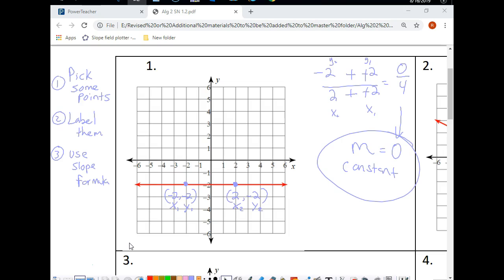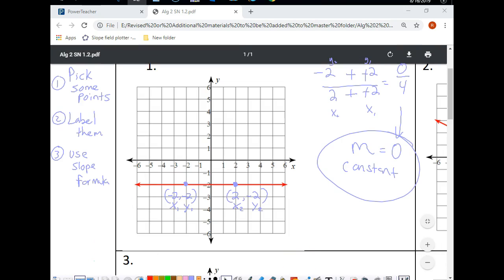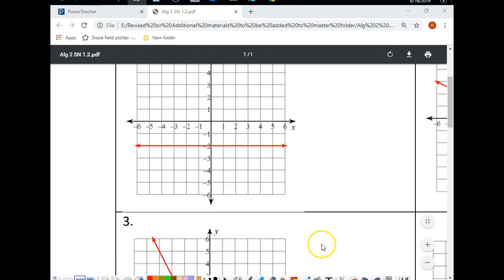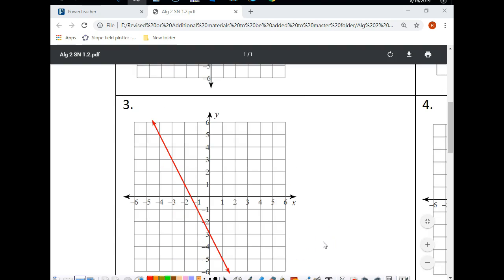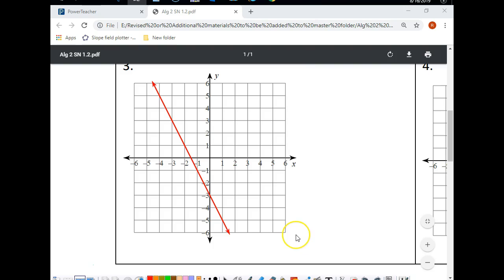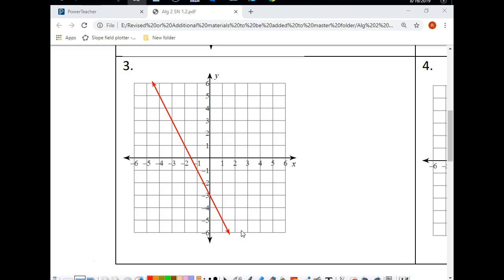let's work through one together here. Let's jump down to number 3. All right, this one, I'll pick the points, okay? Because if we don't all use the same points, it can be confusing. But really, it doesn't matter which 2 points you pick. All right, so I'm going to pick this one. And I'm going to pick this one.